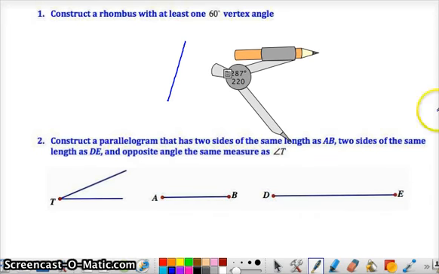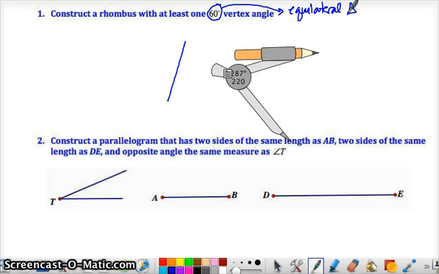All right, we're back. Here's the homework. Question number 1, construct a rhombus with at least one 60-degree vertex angle. So hopefully when you see this 60 degrees, you think equilateral triangle. So if we construct an equilateral triangle, then you're going to get 60 degrees.